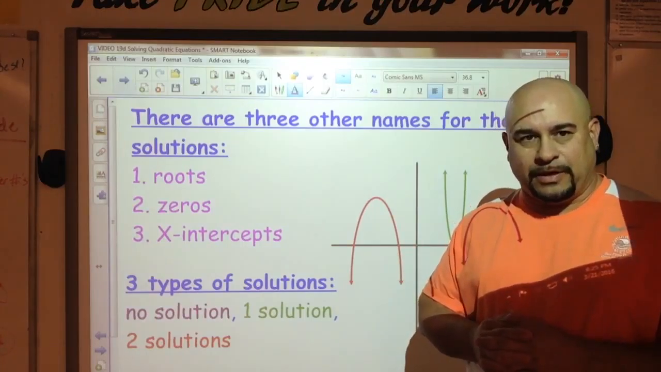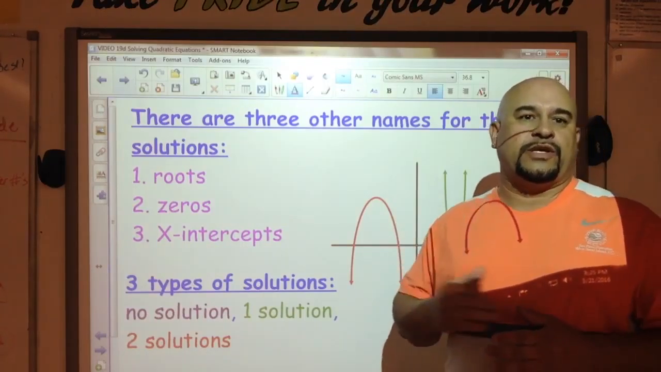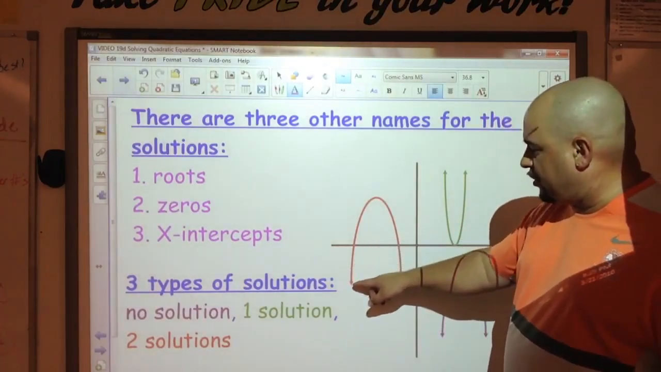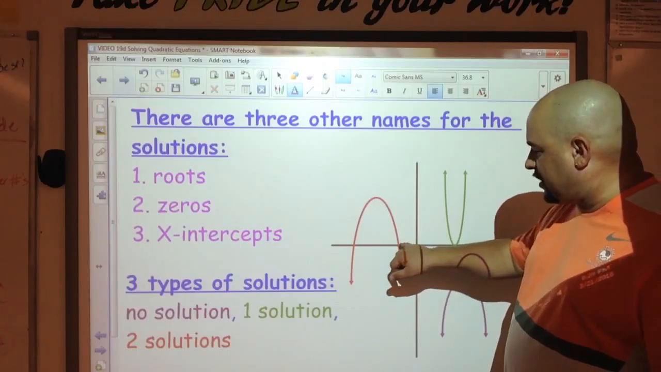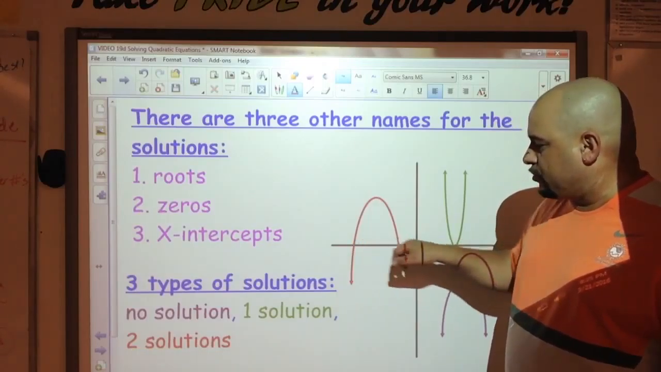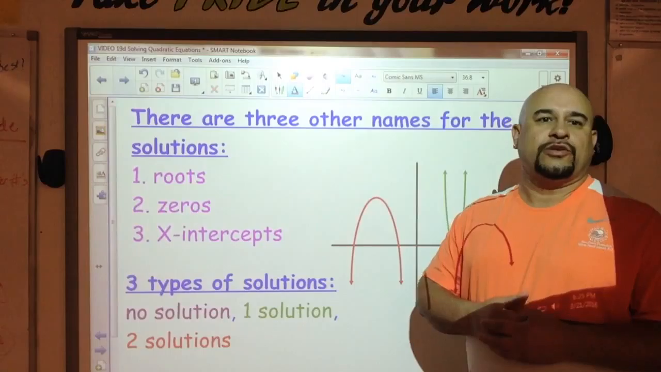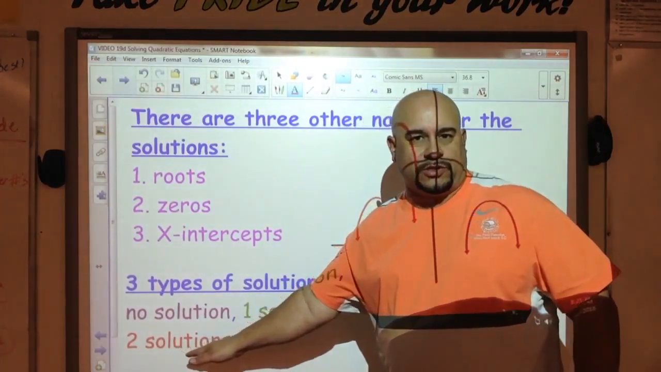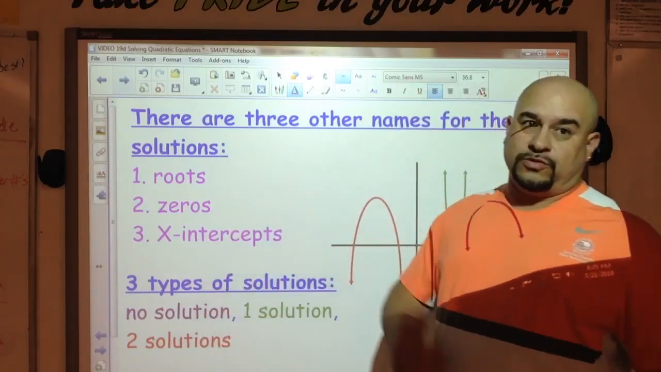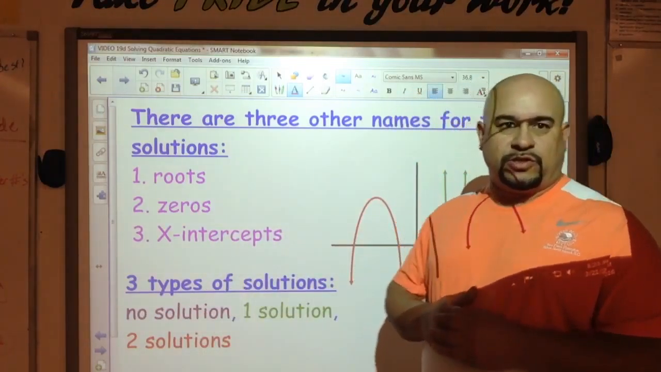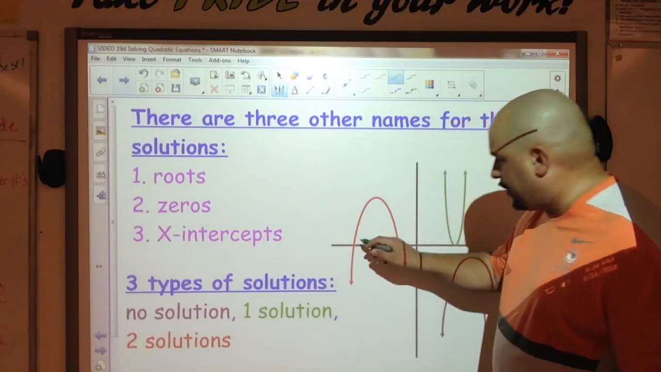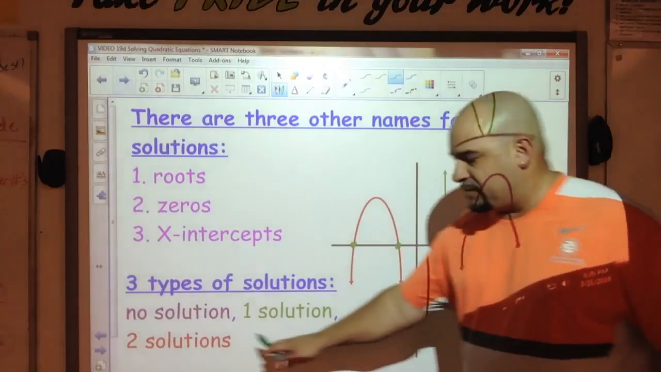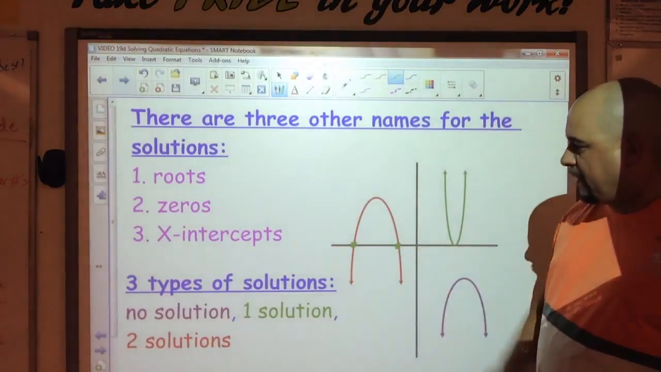There are 3 types of solutions that I need you to understand. Anytime you graph a parabola, there are 3 different ways that you can see it. Number 1 is that the parabola crosses at 2 different points on your x-axis. What that means is that there are 2 solutions, or 2 roots, or 2 zeros, or just 2 x-intercepts. And they will be here and here. So in this case, we have 2 solutions with this parabola.